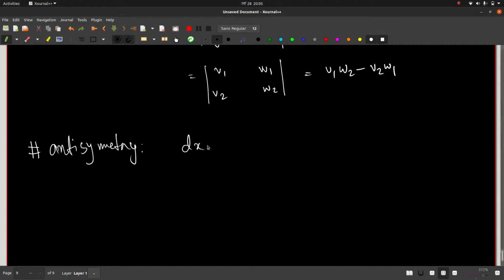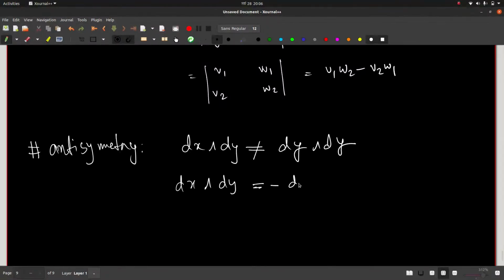That means that dx wedge dy is equal to minus... sorry, it's not minus. That means when you switch them, dx dy is not equal to minus dy dx, rather dx dy is equal to minus dy dx. So this is an antisymmetric property, this one specifically.